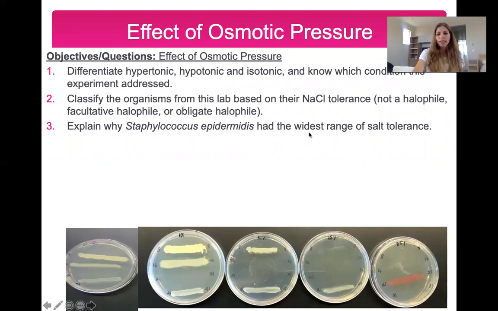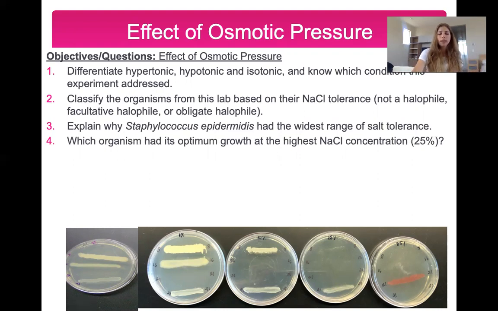Explain why Staphylococcus epidermis had the widest range of salt tolerance. So I want you all to think about this. Staphylococcus epidermis is bacteria that's found on our skin, and your skin deals with so many different salt conditions. So it makes sense that for this organism to thrive on our skin, it would need to be a facultative halophile, because sometimes you're sweating and that's very salty, and sometimes you're not. So it has to deal with different salt conditions.